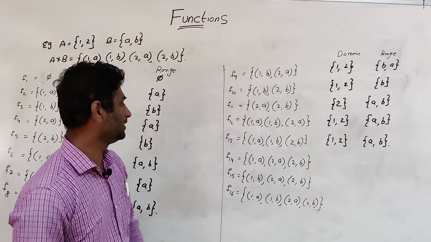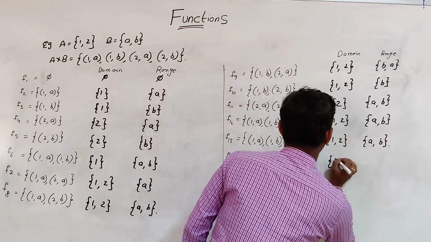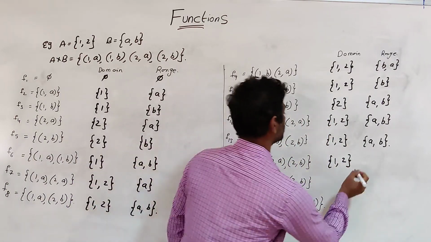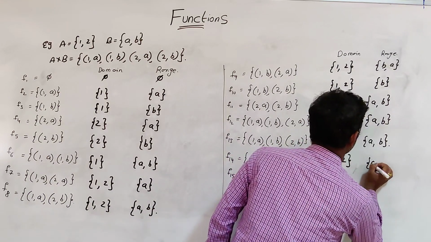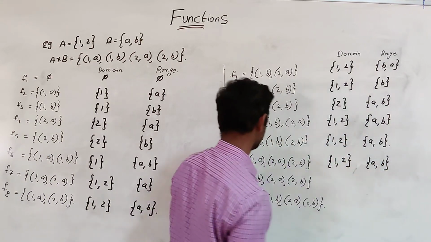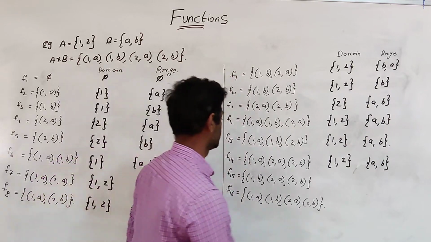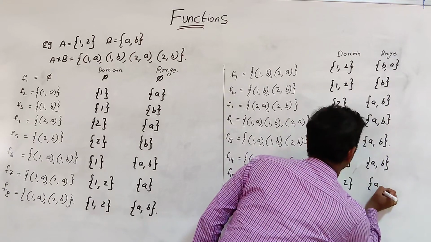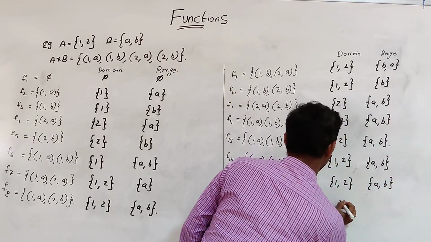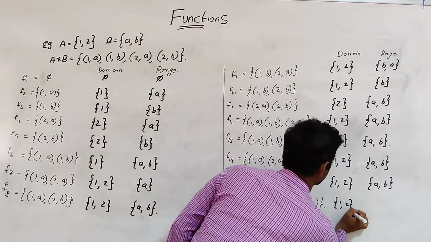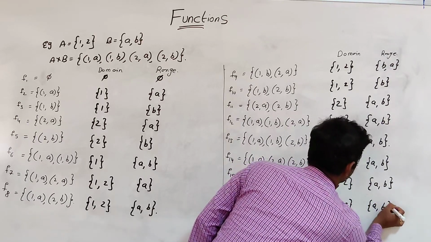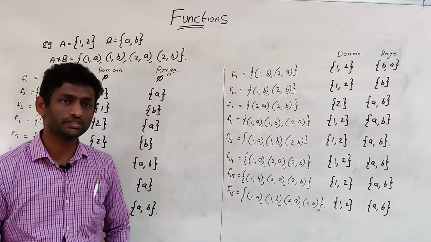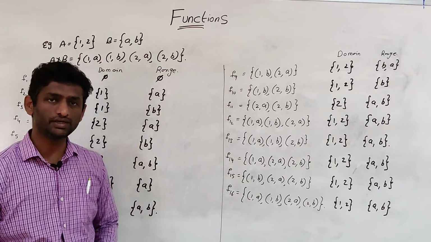{1A, 2A, 2B}: 1 comma 2 is the domain and A comma B is the range. {1B, 2A, 2B}: 1 comma 2 and A comma B. Next, {1, 2} and A comma B. So these are the different domains and different ranges of each relation.